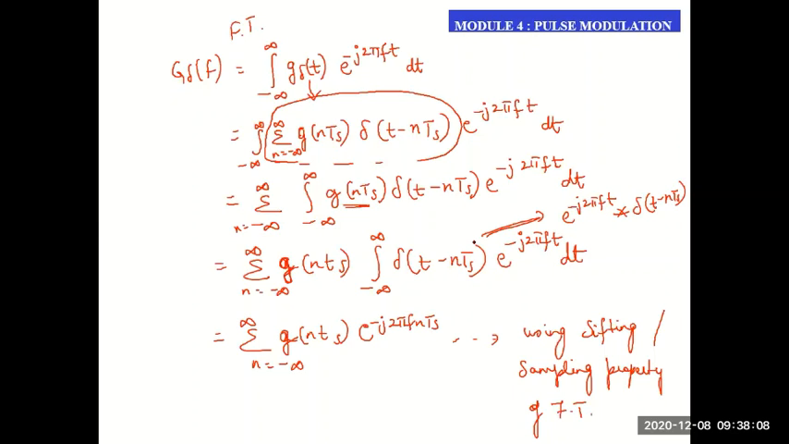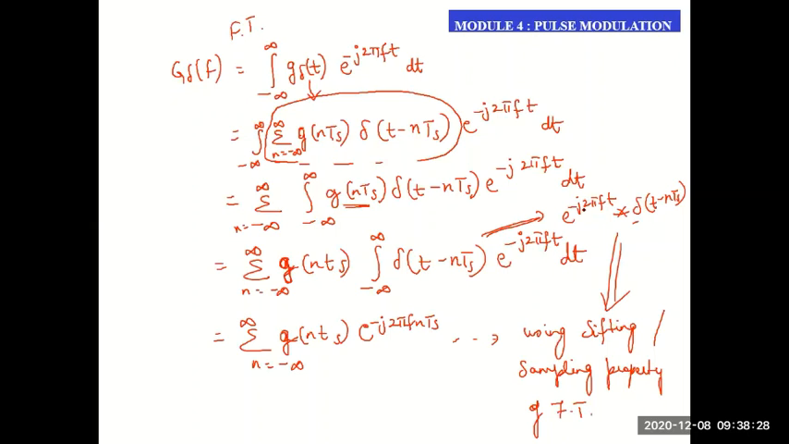Convolution is nothing but integration of the product. Yes or no? So this is a simple convolution of this given signal e power minus j2 pi ft with an impulse. Which property can I use? The shifting or sampling property. We used this even before, just now.